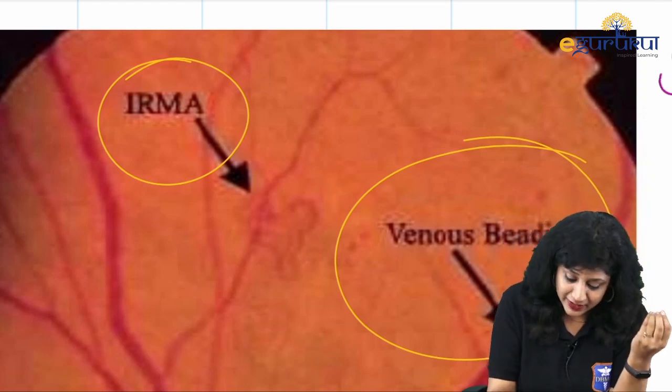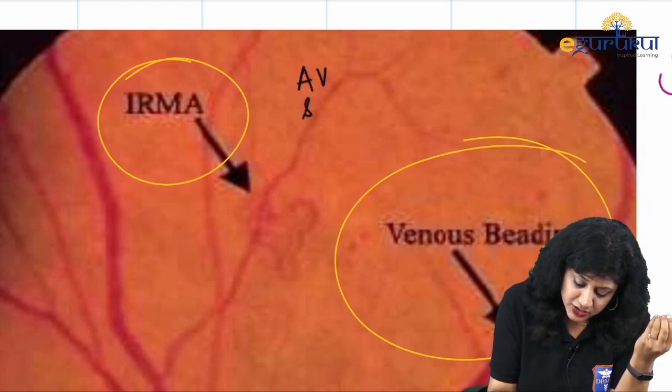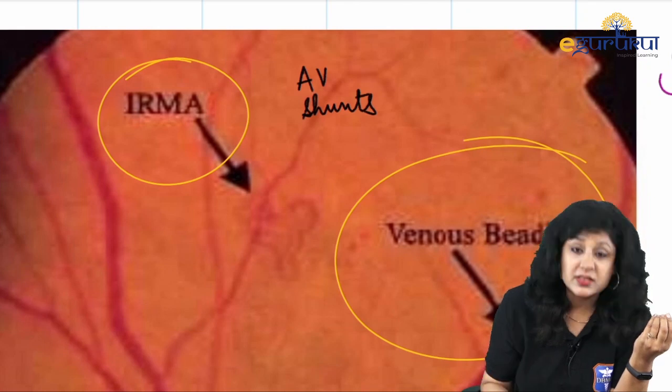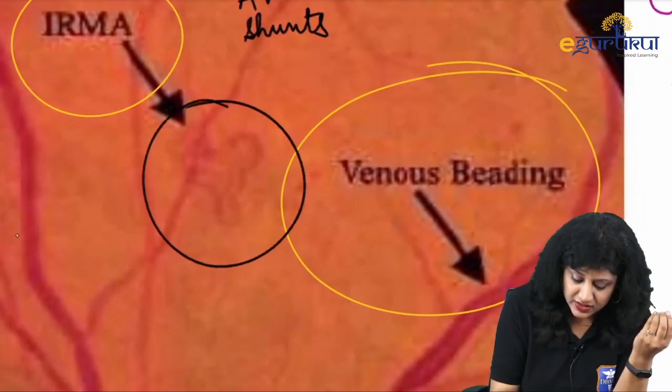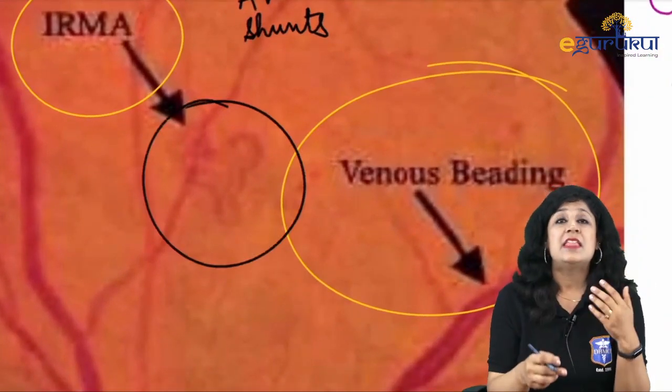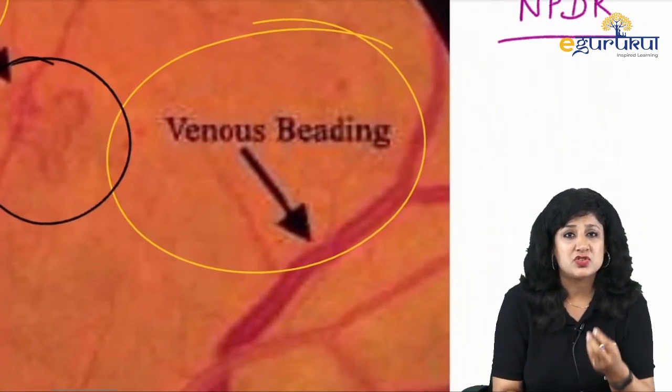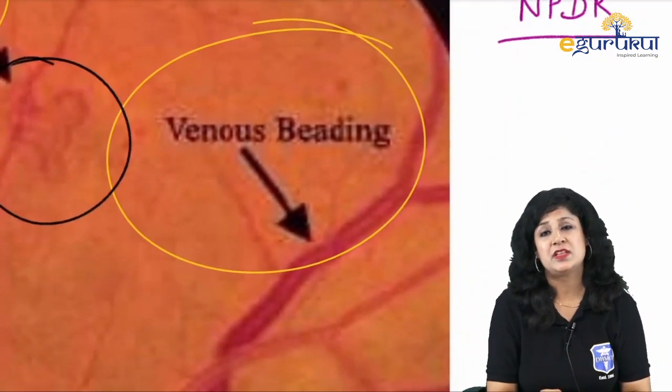These are actually the small AV shunts. Can you see these? Within the branches, they are bleeding. Then we can also have the venous changes. We can have the beaded-like structure in the veins.